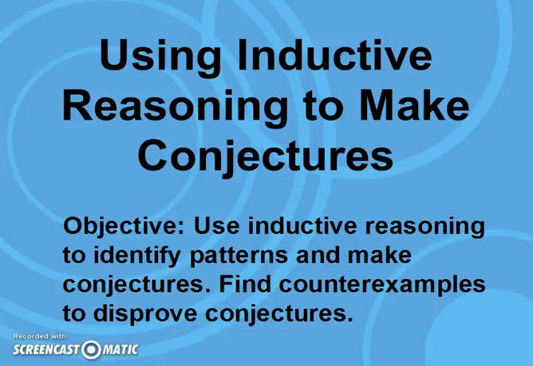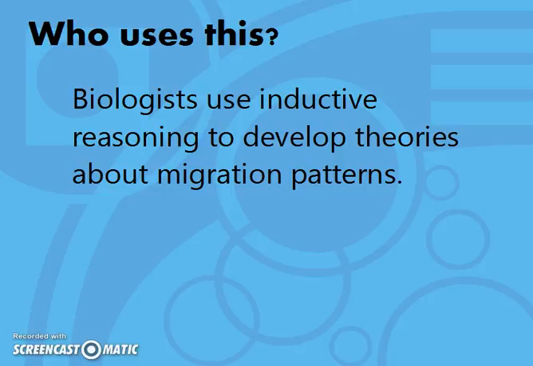Using inductive reasoning to make conjectures. Our objectives are to use inductive reasoning to identify patterns and make conjectures, as well as find counterexamples to disprove conjectures. Who uses this? Biologists use inductive reasoning to develop theories about migration patterns.